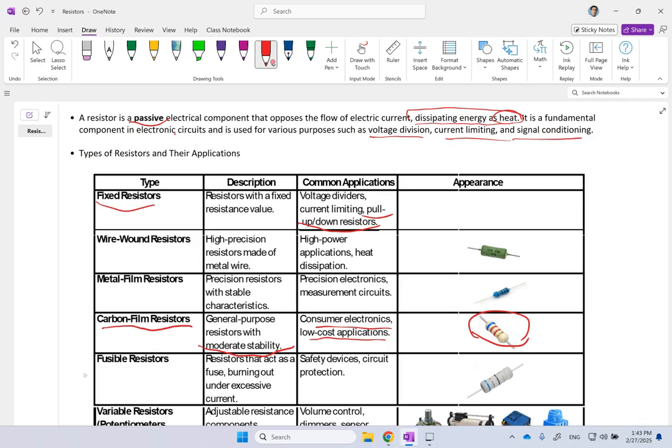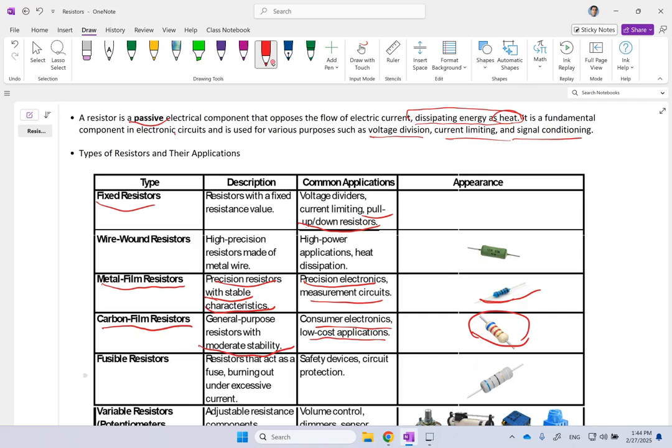These are the cheaper ones, the ones that you buy a pack of them for just $1 or less or something like that. Now, if you want the resistance of them to be a little bit more accurate and their characteristics more stable and not changing so much, then you can use these, what we call metal film resistors. So you see them kind of similar to the other ones. Mostly the color is blue, and they are used for precision electronics and measurement circuits.